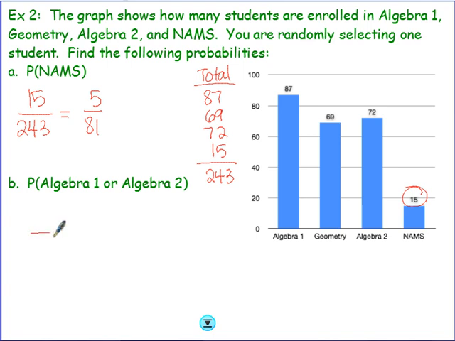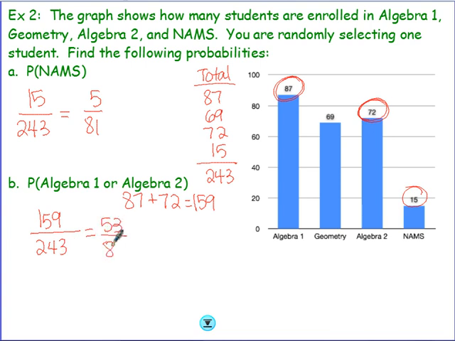B, probability of Algebra 1 or Algebra 2. Well, here's Algebra 1 and here's Algebra 2. So those two groups combined, 87 plus 72 is 159. So we have 159 over 243 total. These are both, again, divisible by 3, and that leaves me with 53/81. So, again, a basic example. The difference was we had to find the total before we could go any further. Go ahead, guys. Turn the page.